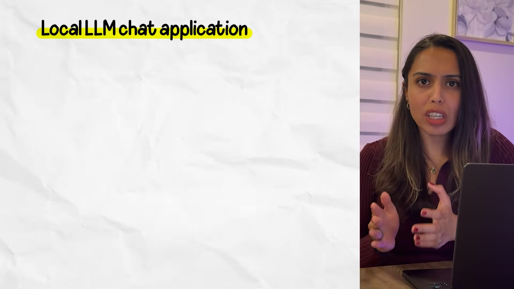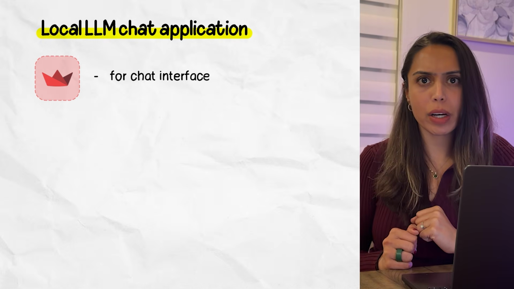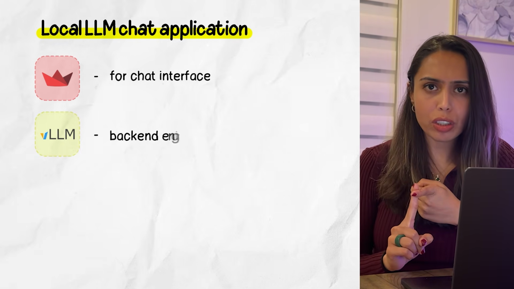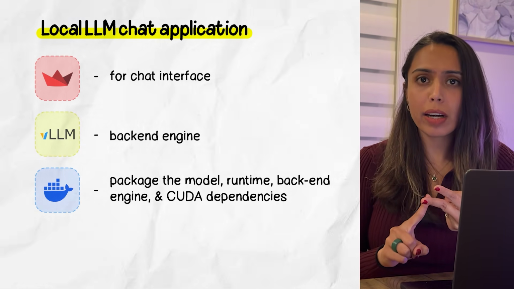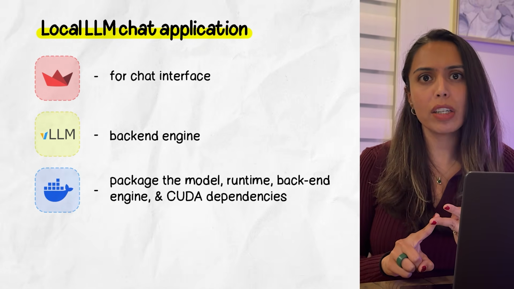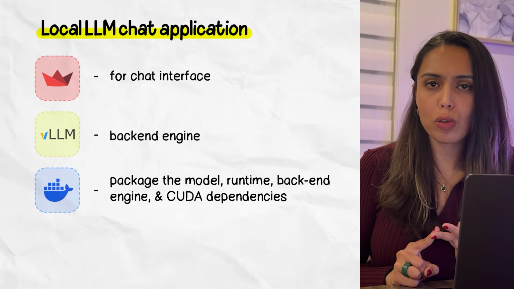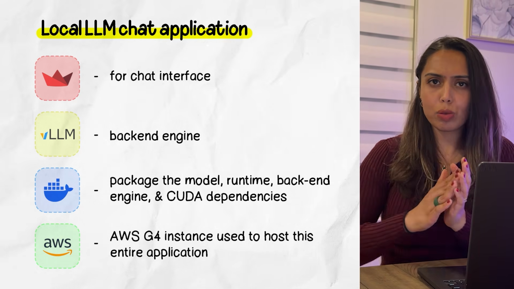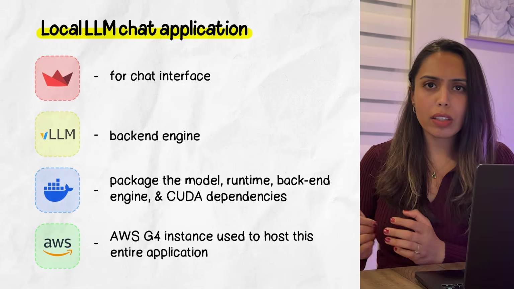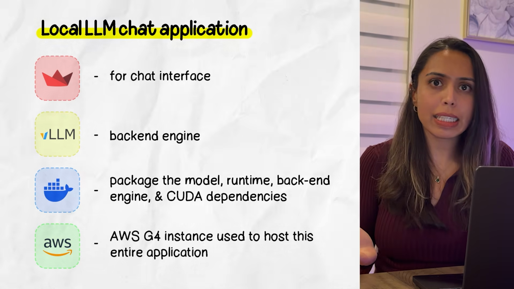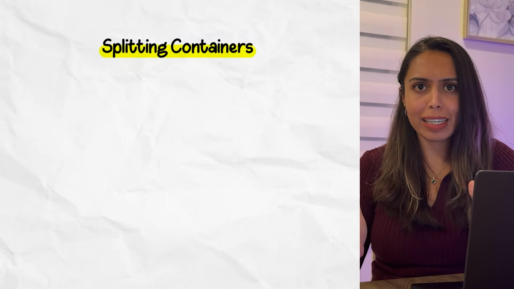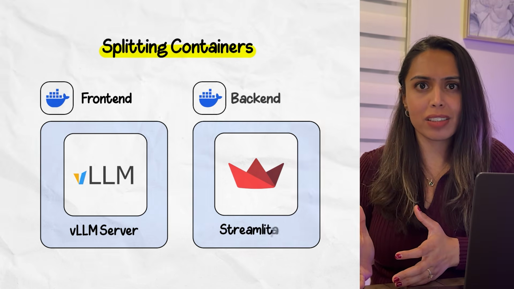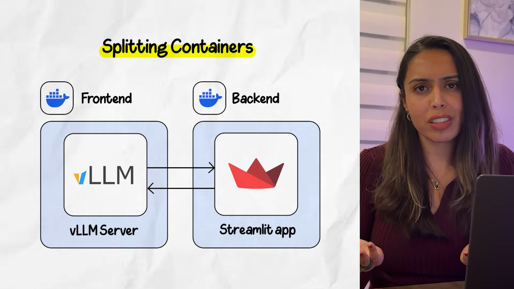Now a quick recap here. We deployed a local LLM chat application with a Streamlit UI. We used vLLM as the backend engine, and Docker to package the model, runtime, backend engine, and CUDA dependencies. And this entire application was hosted on an AWS G4 instance. Now from here, you can either use a different GPU instance, try another backend engine, or switch models and see the performance. You can also extend this application further by splitting the container into a front end and a backend service, as I hosted this entire application in just one container.